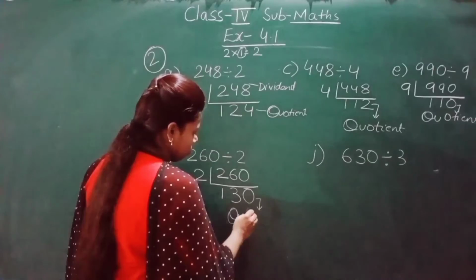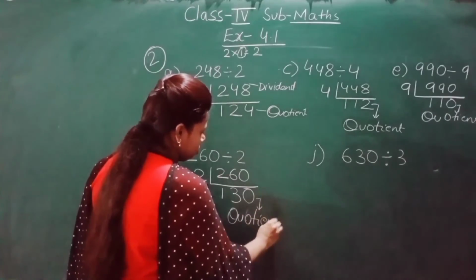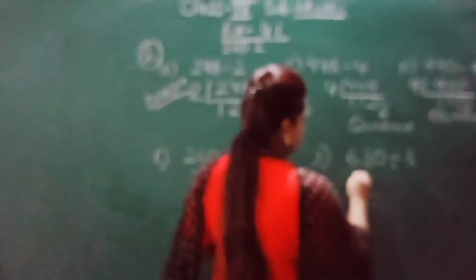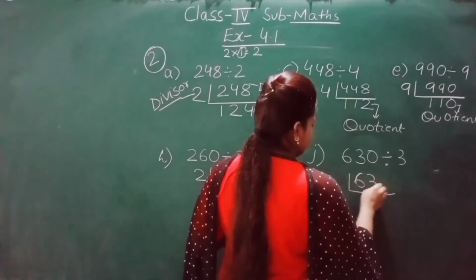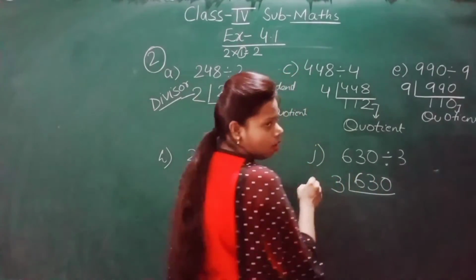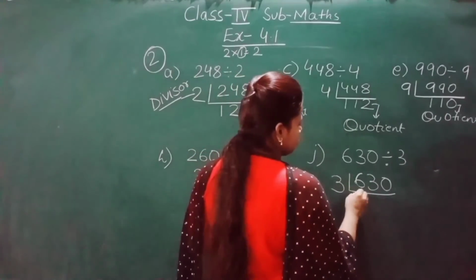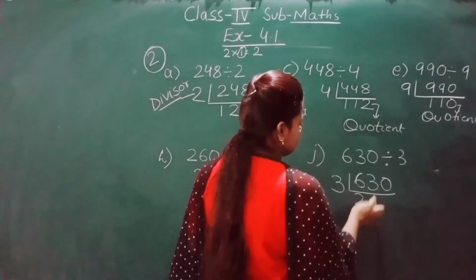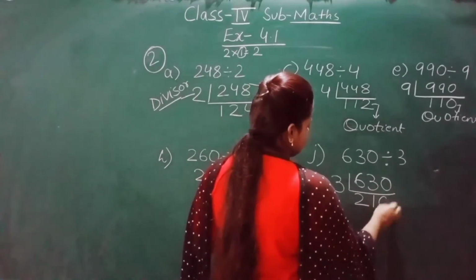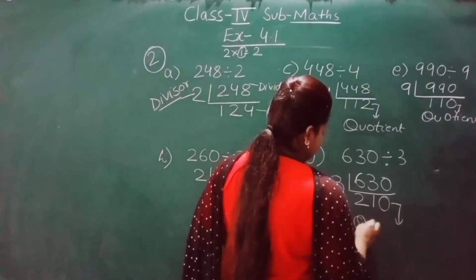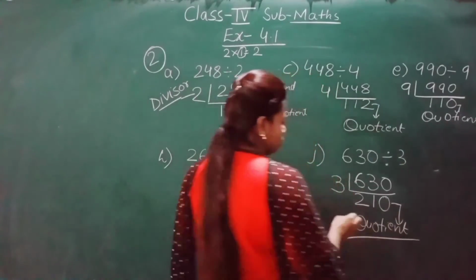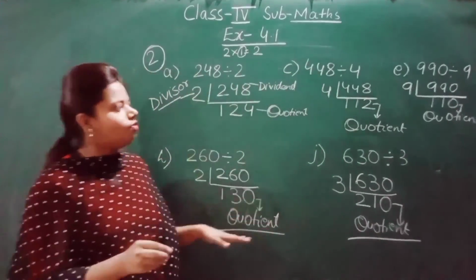Now one more, the last one. See here, dividend will be inside, divisor will be outside. 3 how much is 6? 3 2 ja 6. 3 how much is 3? 3 1 ja 3. 3 how much is 0? 3 0 ja 0. So this is the quotient. Okay, so done. I have done 5 questions.